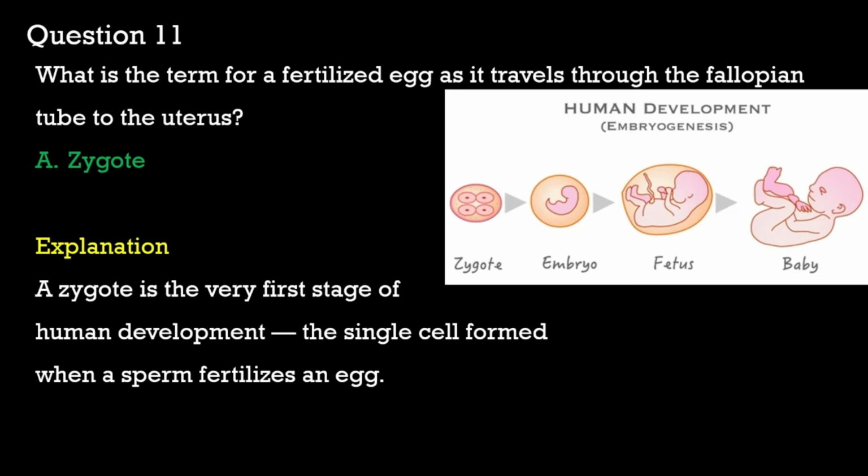So we can see that the zygote comes first, followed by the embryo, and then we have the fetus, and then the baby. So the zygote is the very first stage of human development. That is where the single cell is formed as the sperm fertilizes an egg.